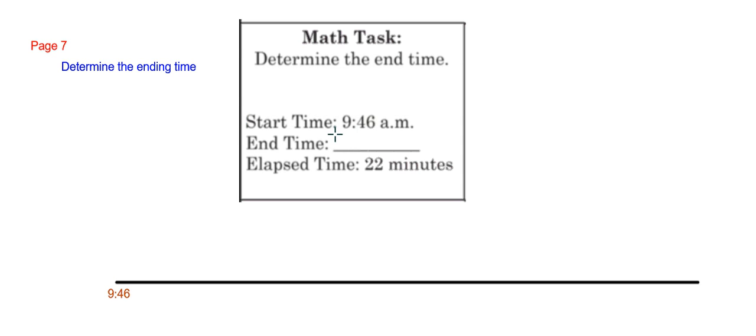So it's 9:46. I can go by 1, that's 9:47. I can go ahead and add one more, and that will be 9:48. If I go ahead and add one more, that will be 9:49. Good job. And if I add one more, that will be 9:50.